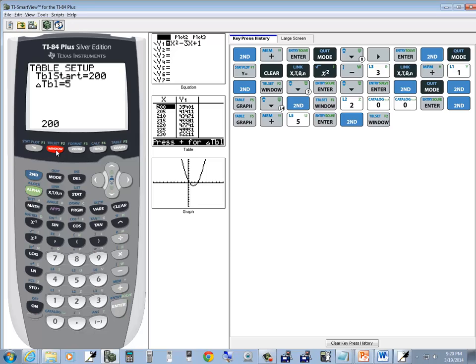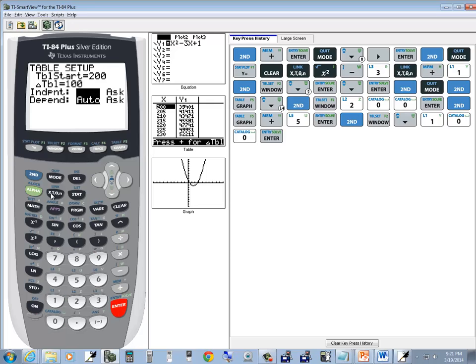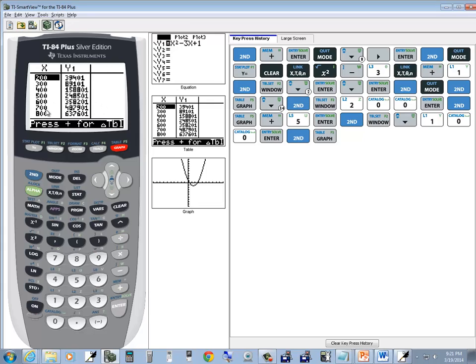If you do second window, go back to your table setup, see delta table. You can have that go by whatevers. You could have that go by hundreds. So if I change that to 100 and go back to my table, second graph, see that now they go by hundreds. You could have decimals. So if I press plus for the delta table, and I'll put in 0.1 or 0.01, you could have it go by whatever. This is going by tenths, like that. So it's kind of a nice feature.